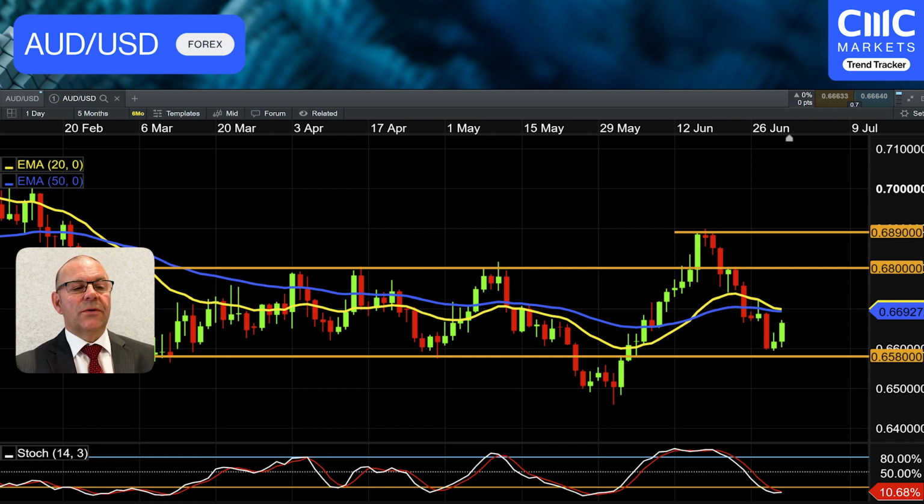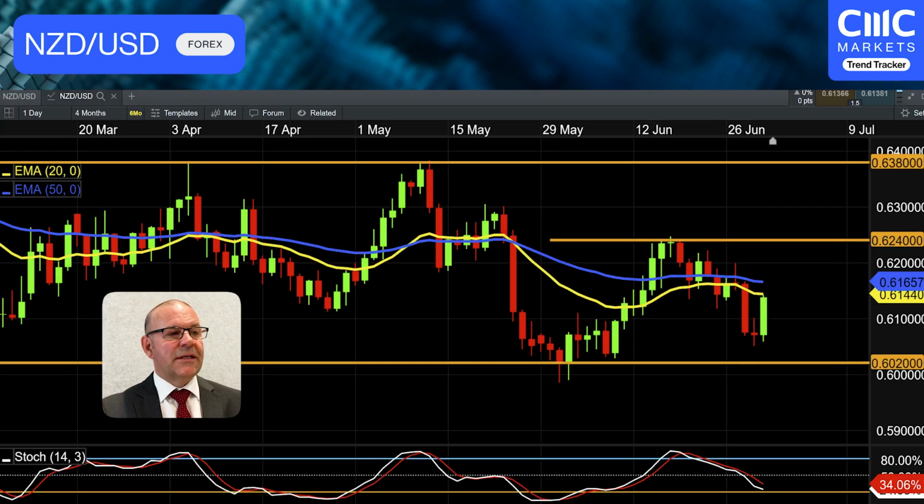The week ahead as well too, focus on global equity movements. Key US data, US non-farm payrolls, is due out later this week. The next chart is the Kiwi dollar. The Kiwi dollar also on the daily.